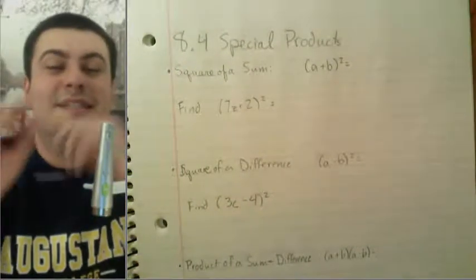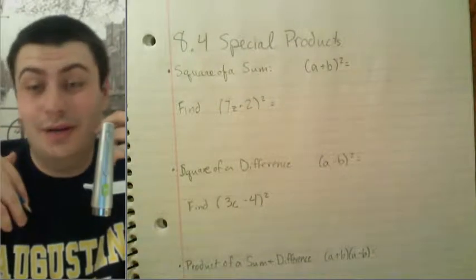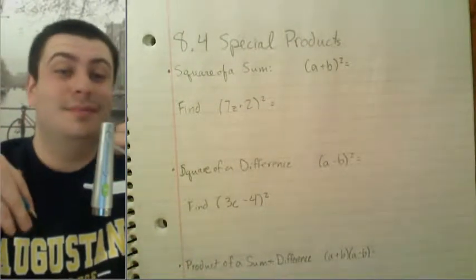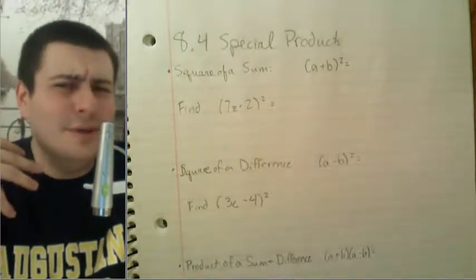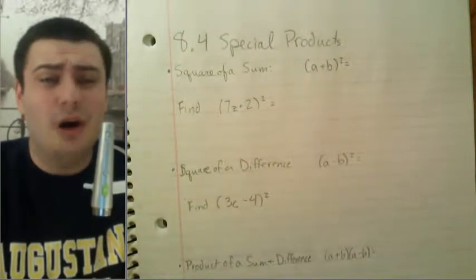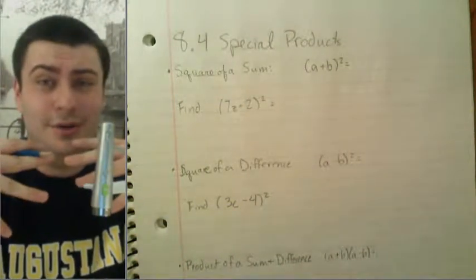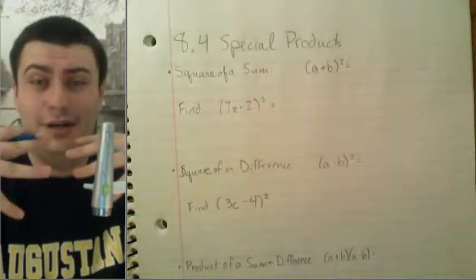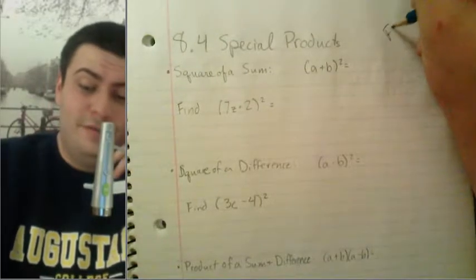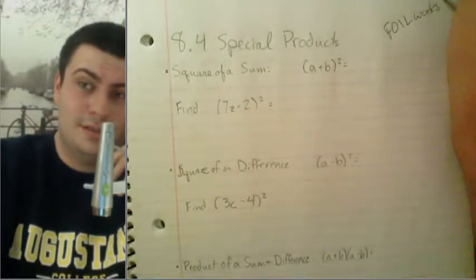All right, looking at special products, we're looking at if we have a quantity squared or something special like that. You'll see when we go through examples. Now, the thing with special products is you can always FOIL them. You don't have to remember the shortcuts that I'm about to go over. You can always FOIL. So when in doubt, FOIL it out.